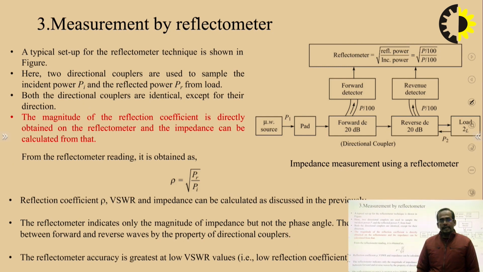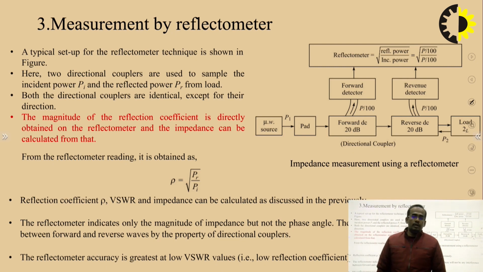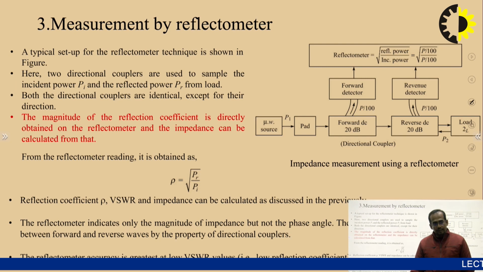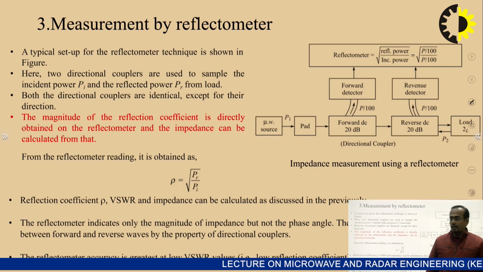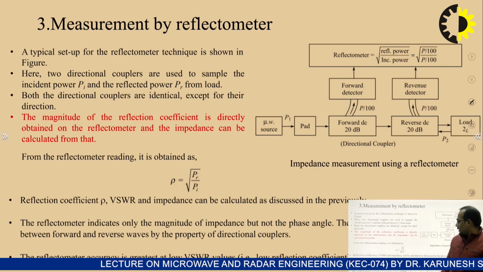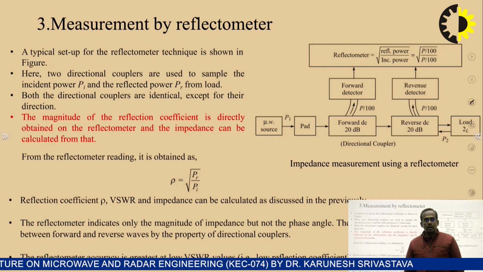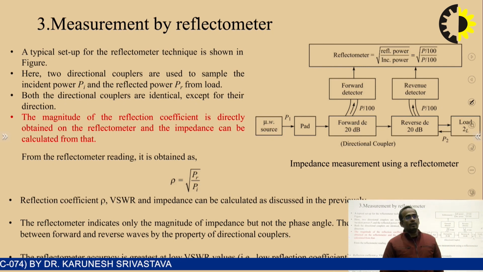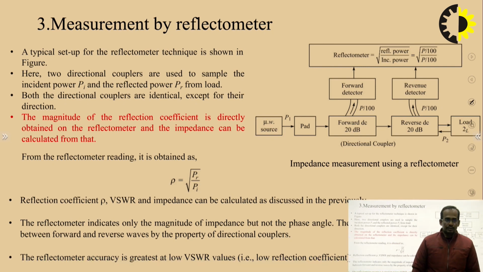The reflectometer indicates only the magnitude of the impedance but not the phase angle. There will not be any interference between forward and reverse waves by property of the directional couplers. The reflectometer accuracy is greatest at low VSWR values. That is, a low reflection coefficient, or low VSWR, will give the higher accuracy in the measurement of impedance by the reflectometer.